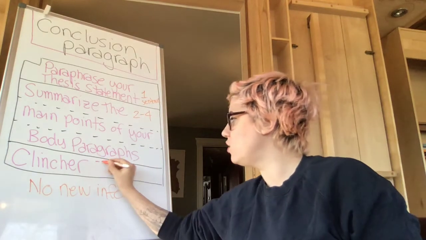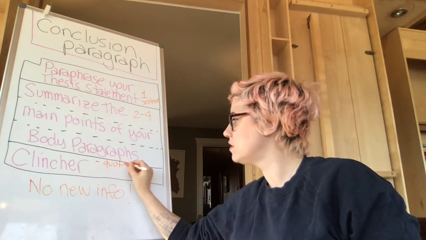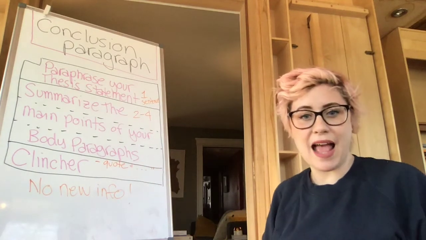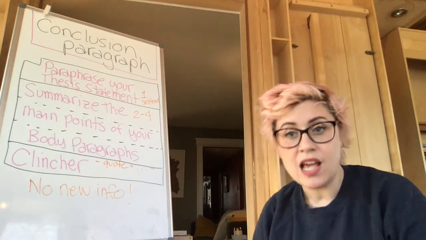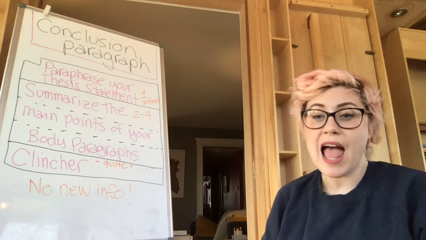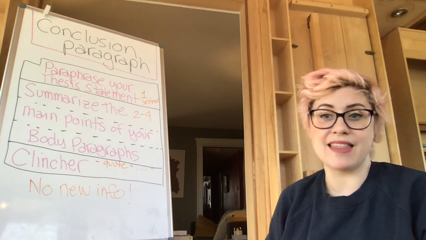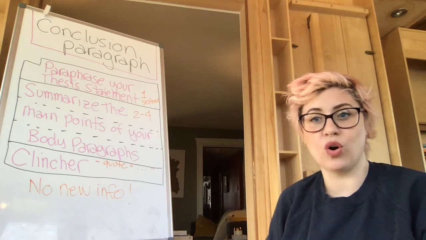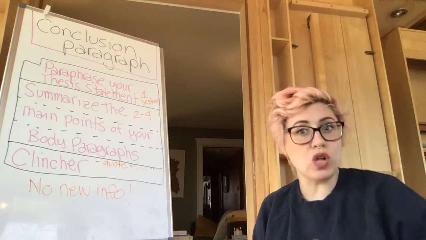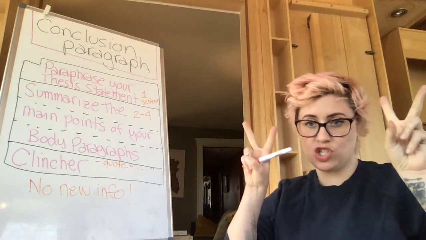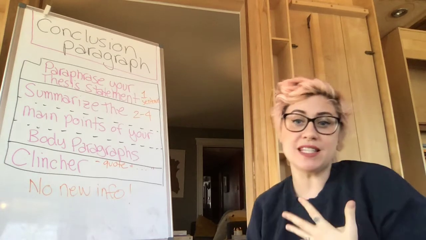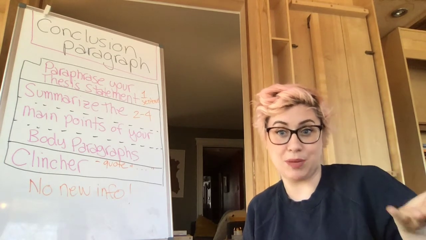Number 1, you can do a quote. This is exactly the same as a quote in your hook. You can find something that a famous person said or wrote, and you can put it in as the last line of your conclusion paragraph. Same rules. It has to be in quotation marks. You must tell me who said it, and if it's difficult to understand, please explain it.